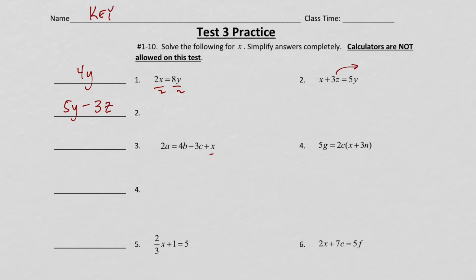Here we'll solve for x by moving this and moving this. And again, they're going to flip signs. So the 2a remains positive, but 4b becomes negative, and 3c becomes positive.